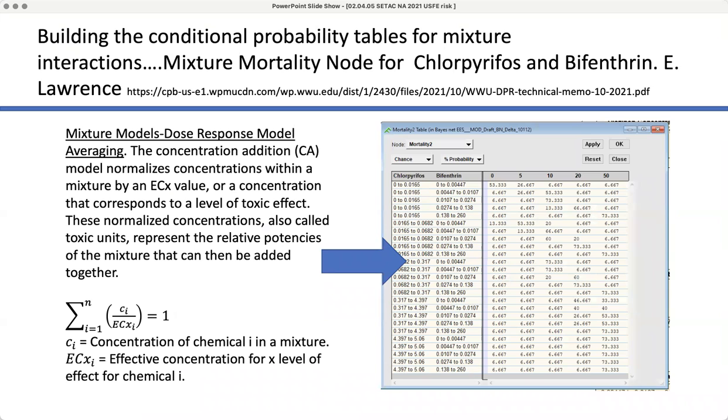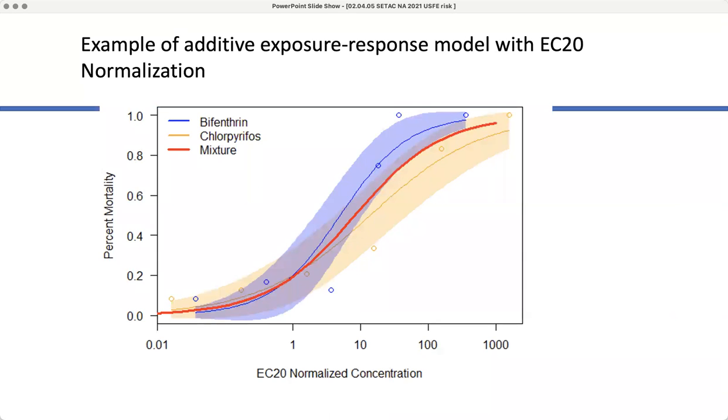The way we looked at the mixtures is Eric Lawrence basically invented a mixture model, a dose response model, for looking at different things. He has published a technical memo on this. We put it on our website, and we're preparing the manuscript. Basically, the question is, how do you deal with dose response data?